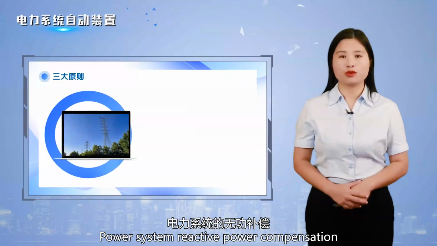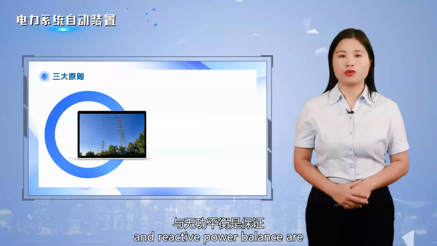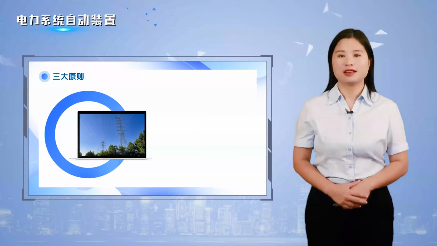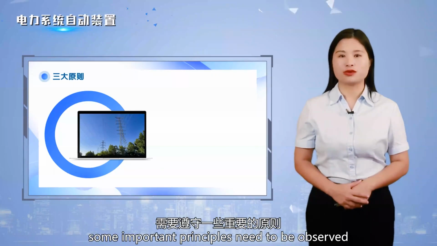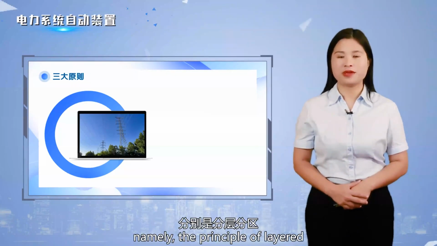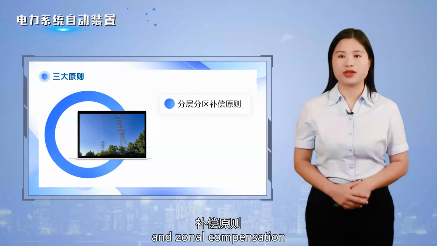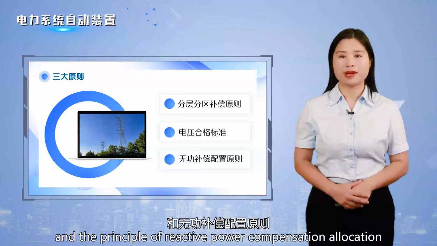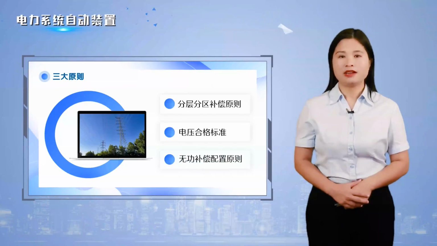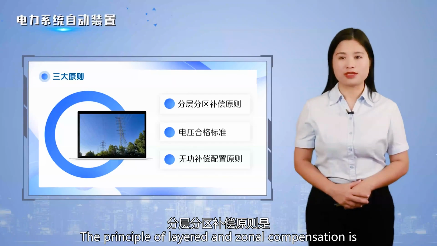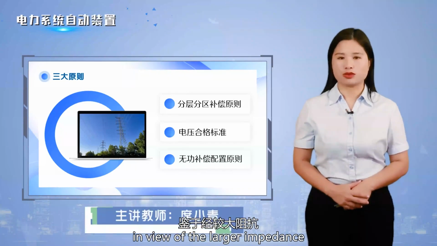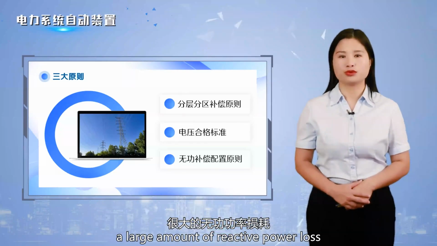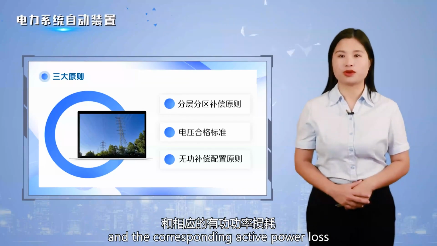Power system reactive power compensation and the reactive power balance are the basic conditions to ensure the voltage quality. In this process, some important principles need to be observed, namely the principle of layered and zonal compensation, the voltage qualification standard, and the principle of reactive power compensation allocation. The principle of layered and zonal compensation is in view of the larger impedance. The transmission of reactive power will produce a large amount of reactive power loss and the corresponding active power loss.